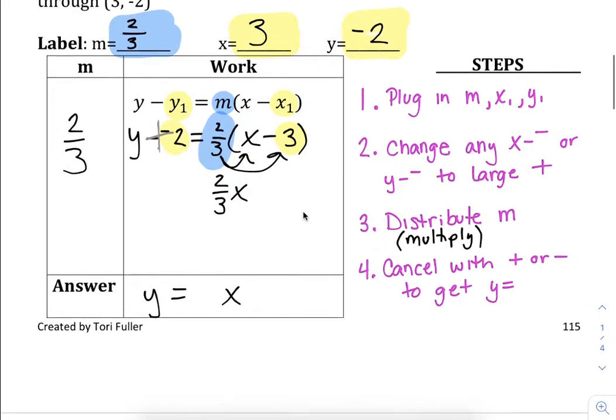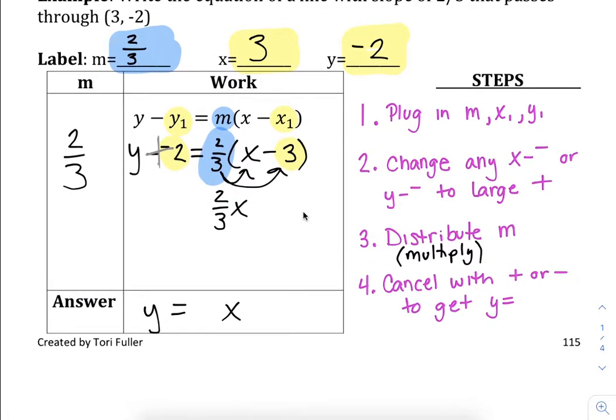Make sure you take the sign with you. So if I do that, I get -2. I'm going to bring down my equal sign, bring down my y, that big plus sign, and my 2. My last step is that I want to get my y equals. So I want to get y by itself. That means that I'm trying to cancel out this +2 and get the y alone.